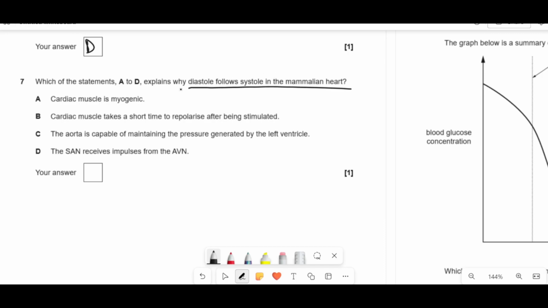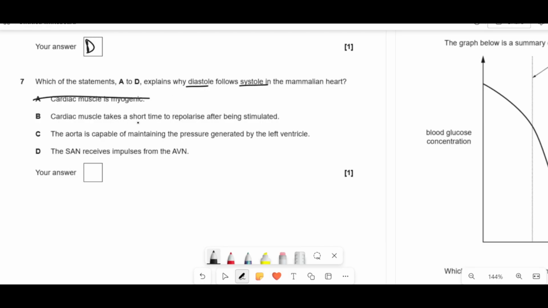So systole is the contraction of the ventricles. Diastole is their relaxation. You can also say atrial systole for contraction and atrial diastole, but a lot of the time when people say systole and diastole, they're talking about the ventricles. So it says which of these explains why this follows this. Cardiac muscle is myogenic doesn't explain why diastole comes after systole. All that's saying is that it can beat on its own without nerves going to it, so that's out.